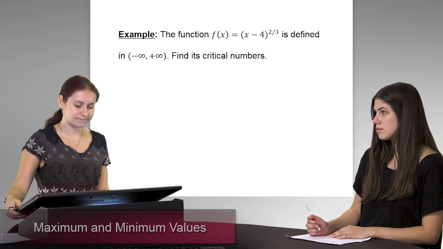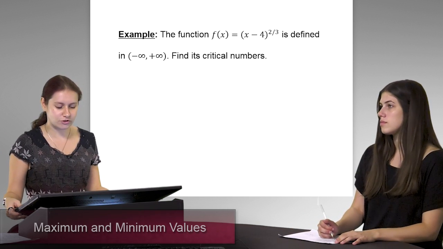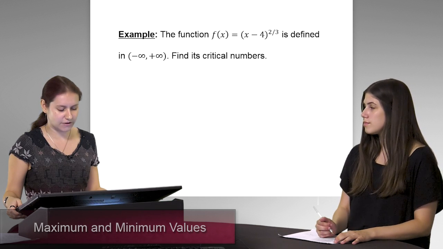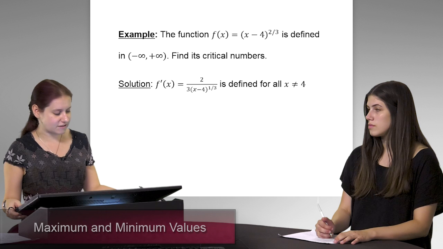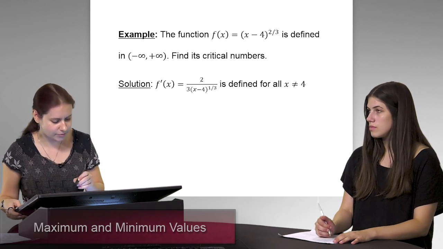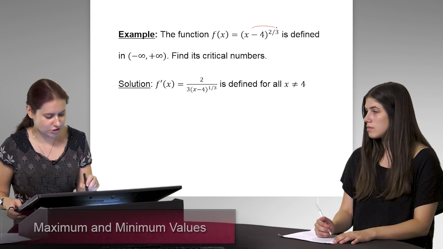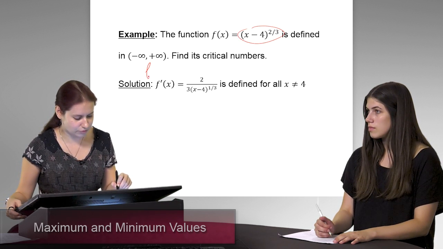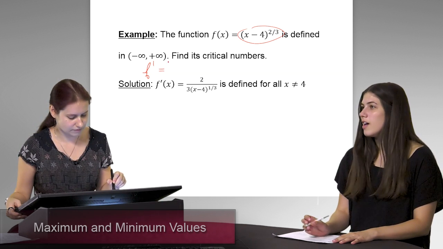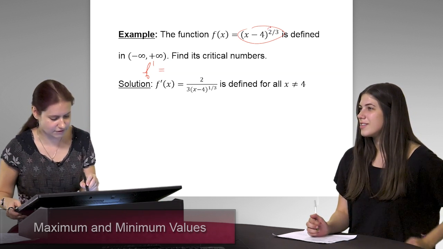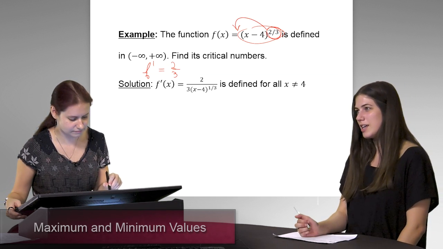Next example. Here we have a function (x minus 4) raised to the 2/3, and it's defined everywhere. The first step, as always, is to take a derivative. I will help you a little bit, maybe not to jump to the next step so fast. If this is my function, when I'm taking the derivative, what would you say first? First, look at this, 2/3. Yeah, 2/3 times (x minus 4) to the -1/3.